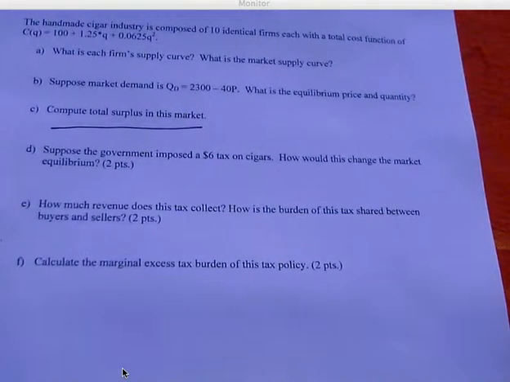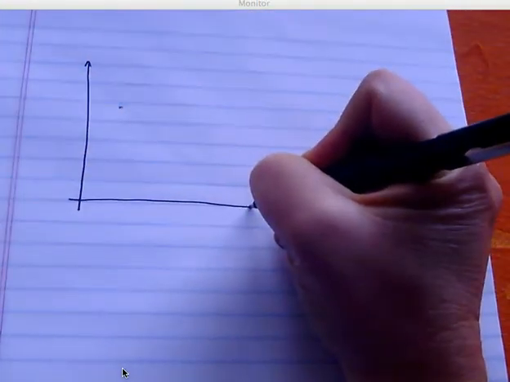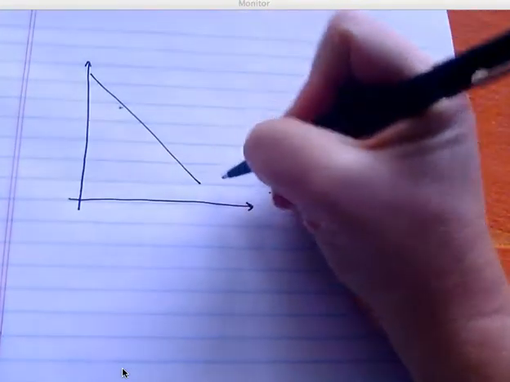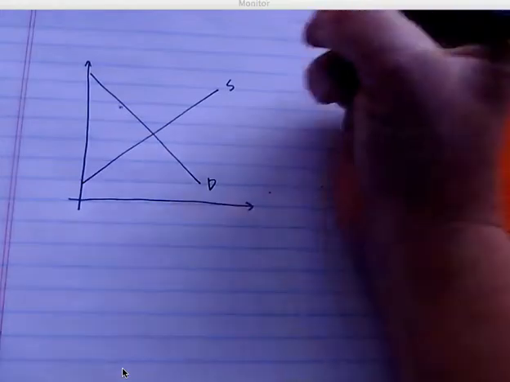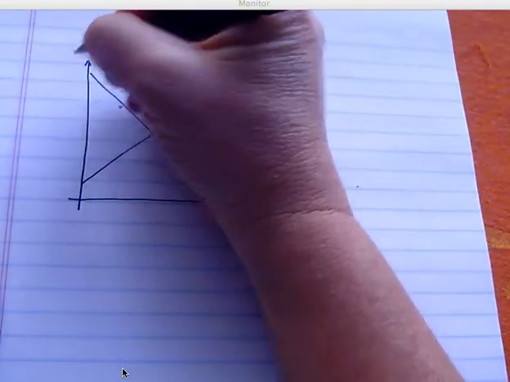All right, so the question says, suppose the government imposed a $6 tax on cigars. How would this change the market equilibrium? All right, so let's first just approach this graphically, okay? So let's think about what happens on a graph. All right, so we know what the market demand looks like and the market supply looks like without any interruptions, right? So we've already done this.